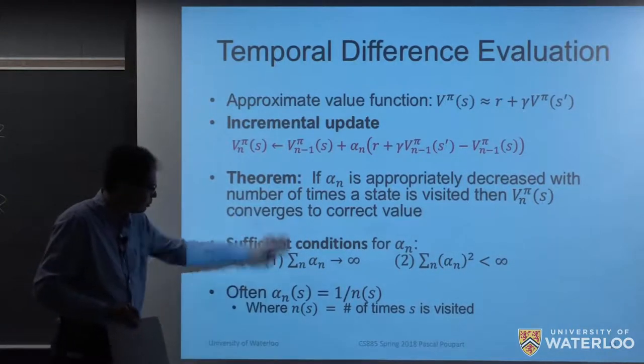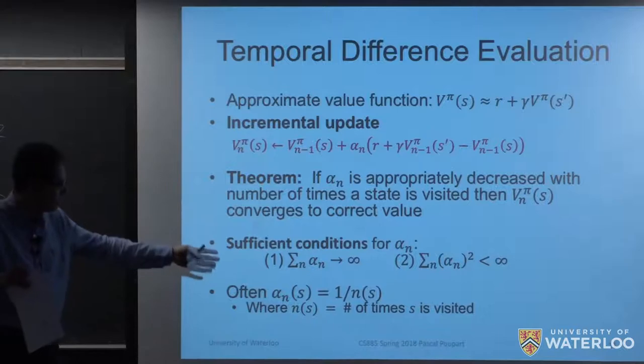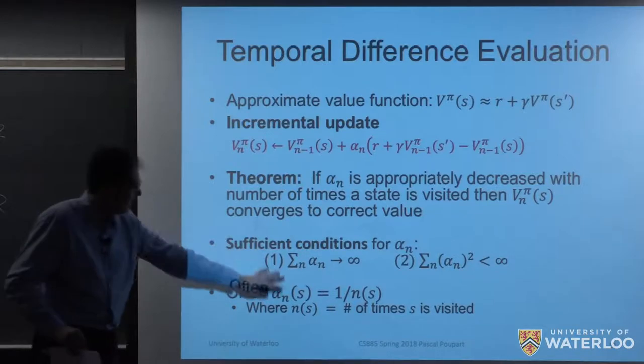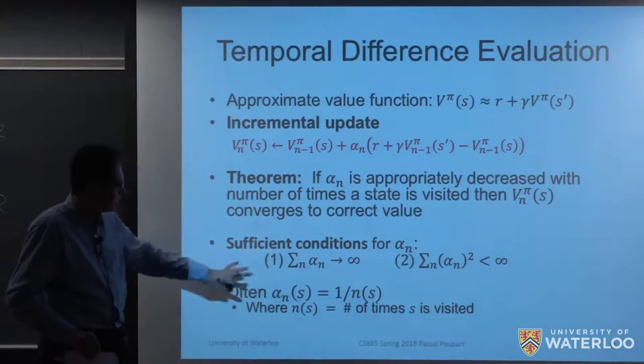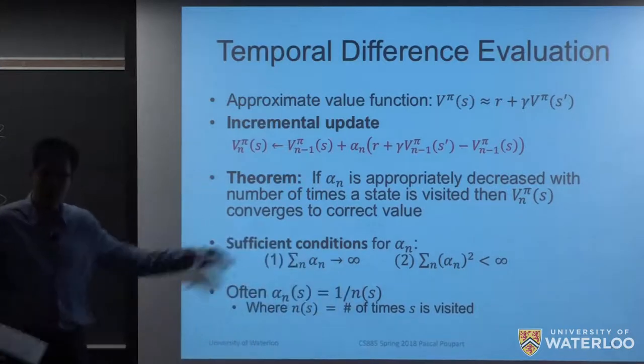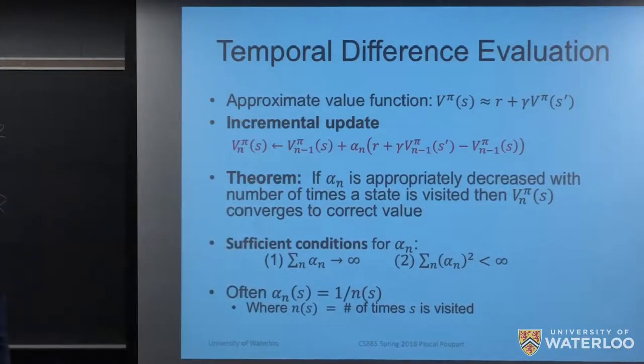I don't have the proof here, but this is known as a Robbins-Monro scheme, based on the theory of stochastic approximation. You can look this up, but in any case, the intuition here should be sufficient for you to understand why this should work.